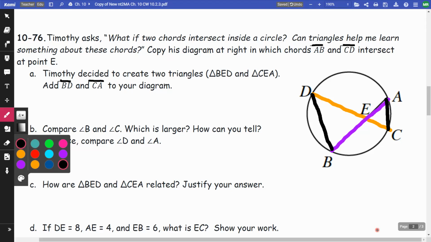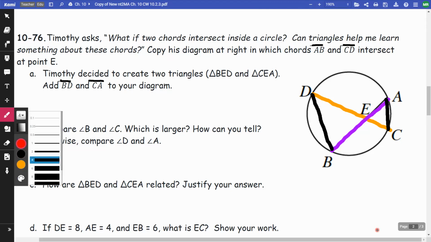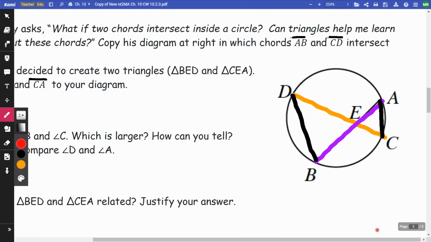Now, one thing I know has to be true here is that this angle here and here have to be the same. Why? Vertical angles. Okay, vertical angles. So I'll just color code the reason. Vertical angles. That's why those two angles are the same.